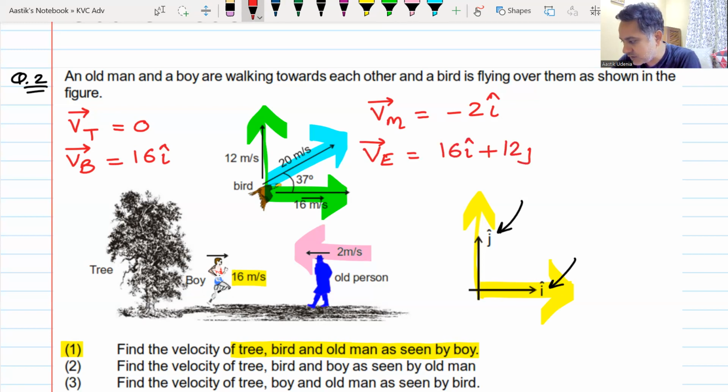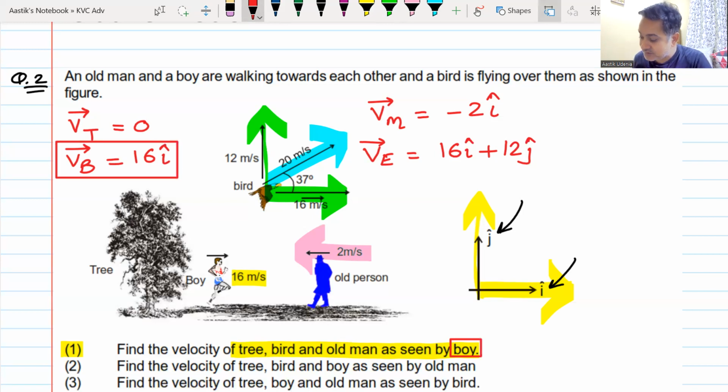16I plus 12J. These are the velocities of all the four concerned people or living things on this. Now what you have to do is find the velocity of everything with respect to boy. With respect to boy means with respect to this. Now can I have your answers? What will be the velocity of tree with respect to boy?